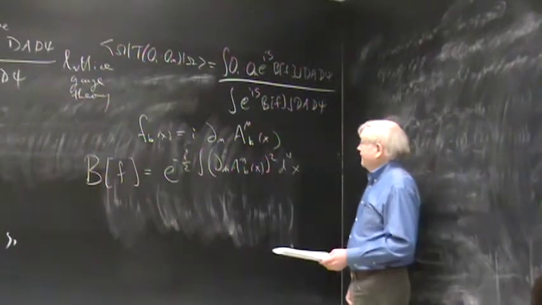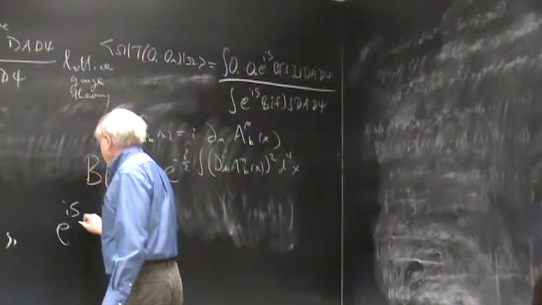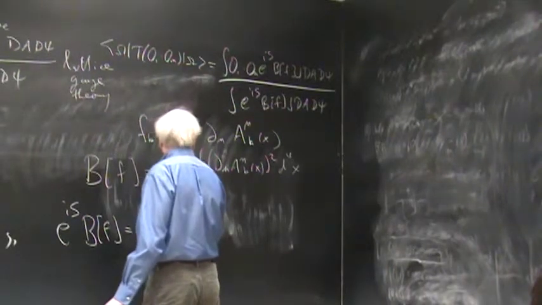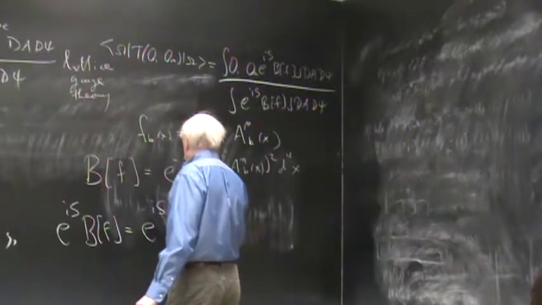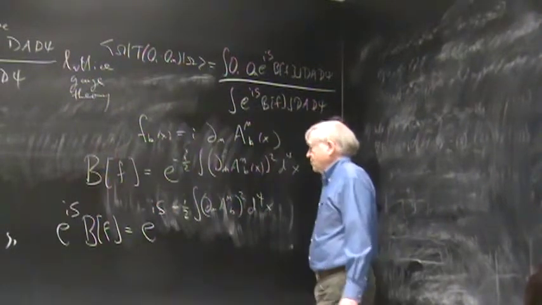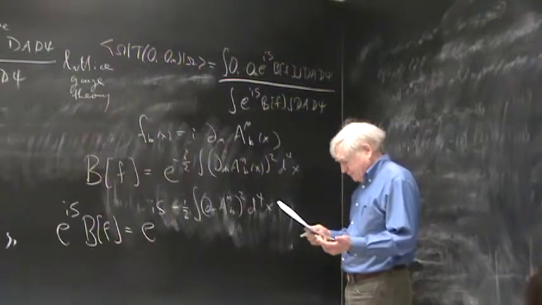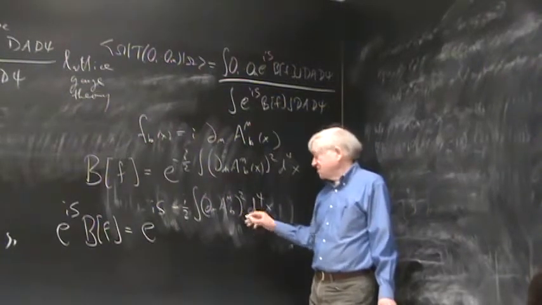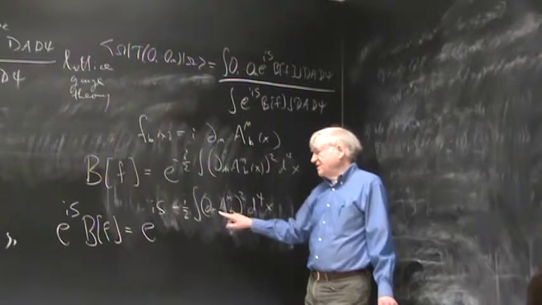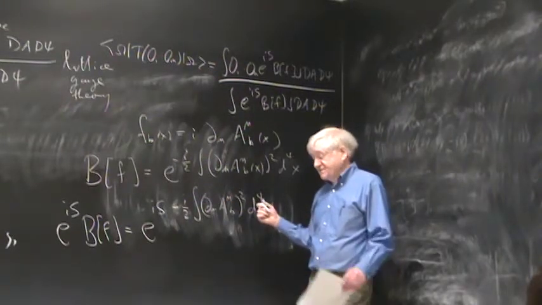All right, well, that means that we now have the product e to the iS_BF is now e to the minus i over 2 integral of (d mu A mu B) squared d4x. So we've added to the action this funny term. This is what we did in electrodynamics, where we only have one B. In fact, since it was one B, we didn't even use it as a B. And the effect of that, if you remember, was to give us a very nice propagator.